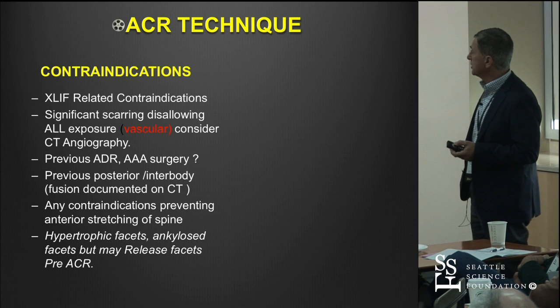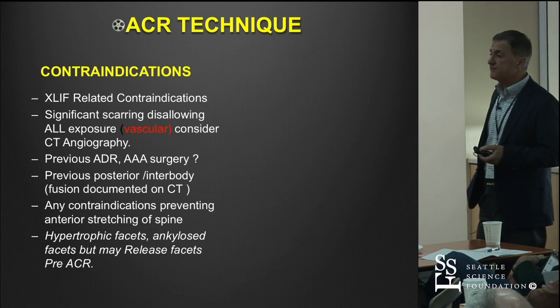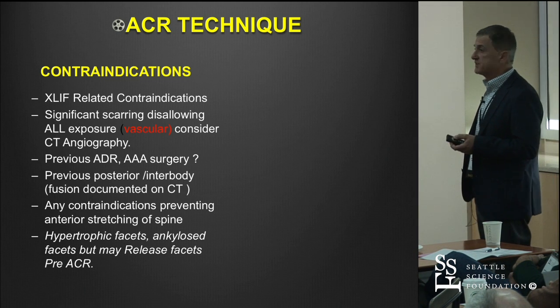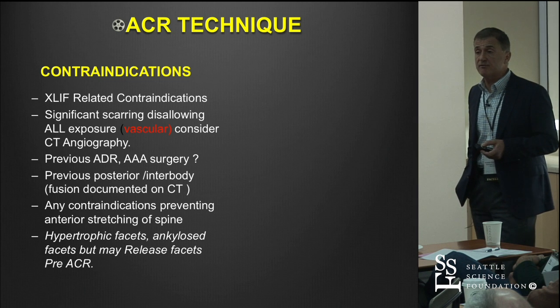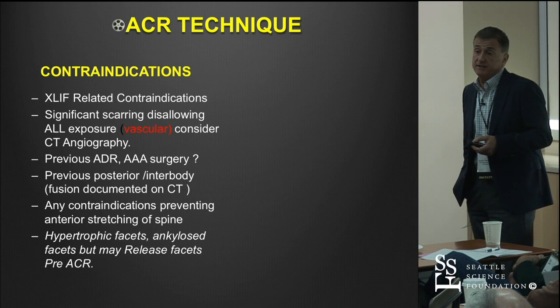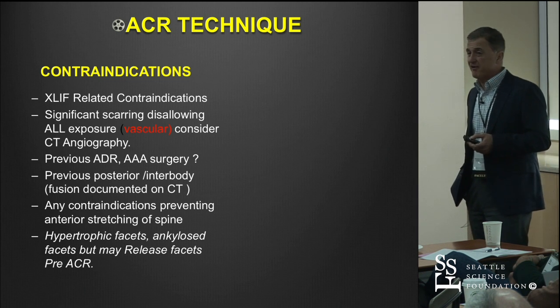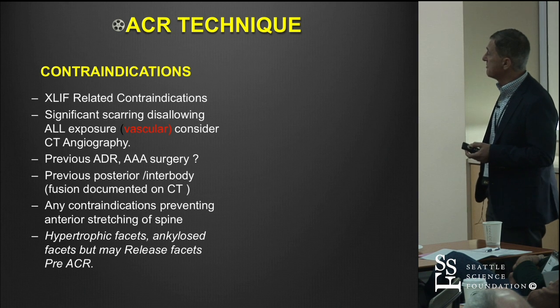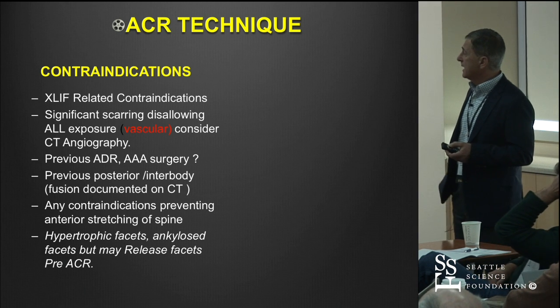So what are contraindications? If you have significant previous exposure anteriorly, like somebody with a previous, let's say, ALIF, and they're kyphotic, and you want to try to revise it, that's going to be awfully hard, and you're going to have the vessels scarred down.